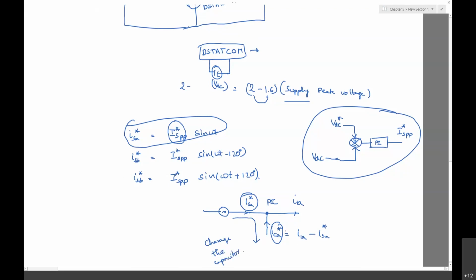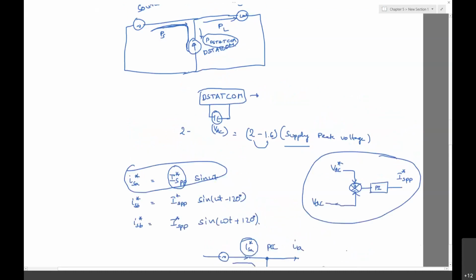Then what is the compensator going to do? Apart from this component of the current, the rest of the current, ILA minus ISA star, is going to be supplied from the filter current of your D-STATCOM.